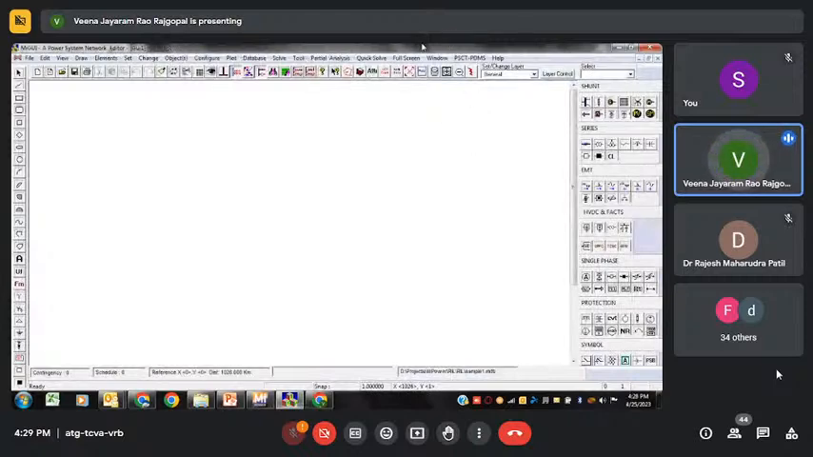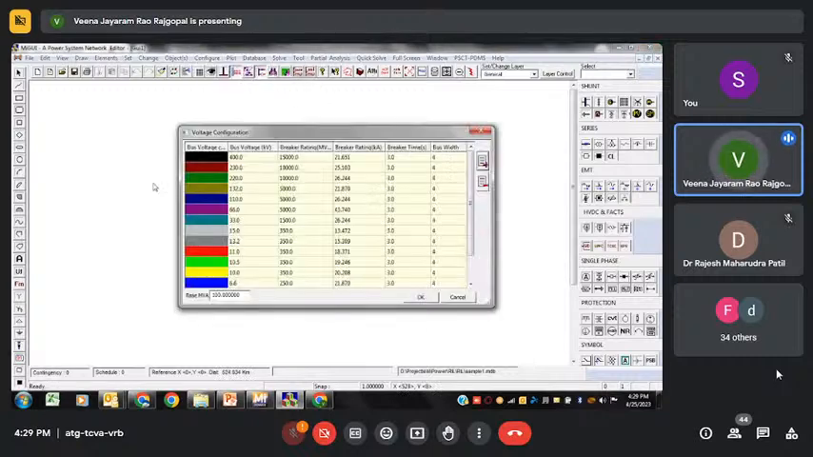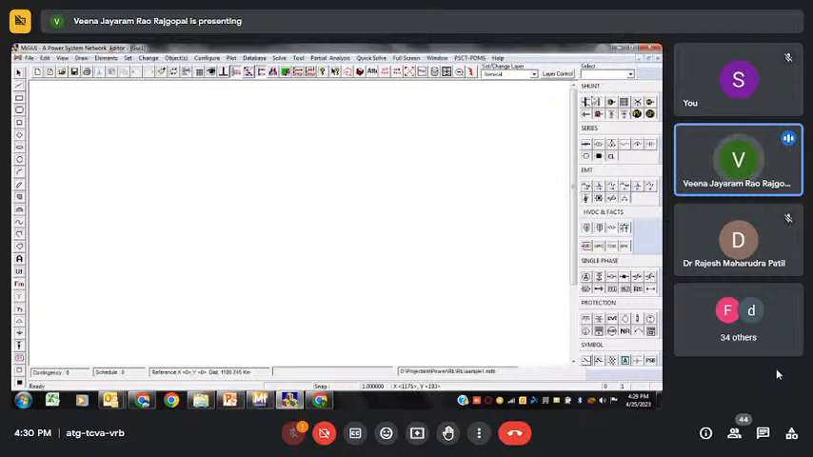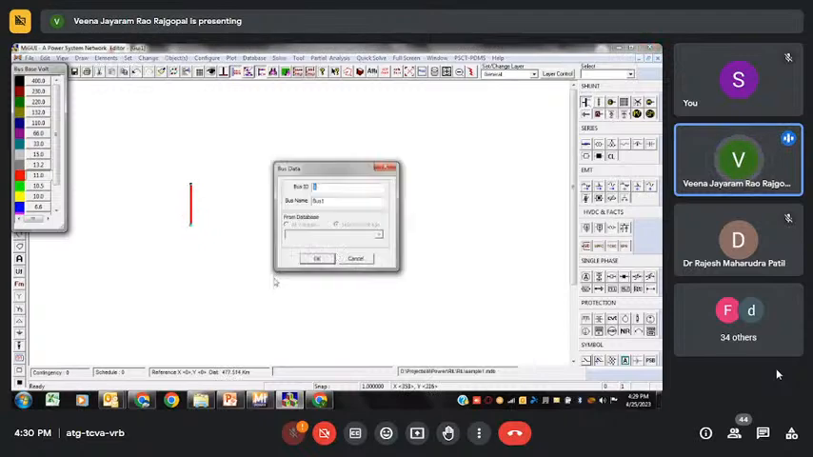Whenever I'm drawing any single line diagram, as I told you, I'm going to configure the color. This is a color codification. So here you can see what the colors are for this. Okay. I'm going to retain it as it is. I'm not going to change anything. And this is the bus width I was talking about. Now on the right hand side, I have the symbols here. Now I'm going to draw one 11 kV bus. So I've selected 11 kV here. So this is an 11 kV bus.